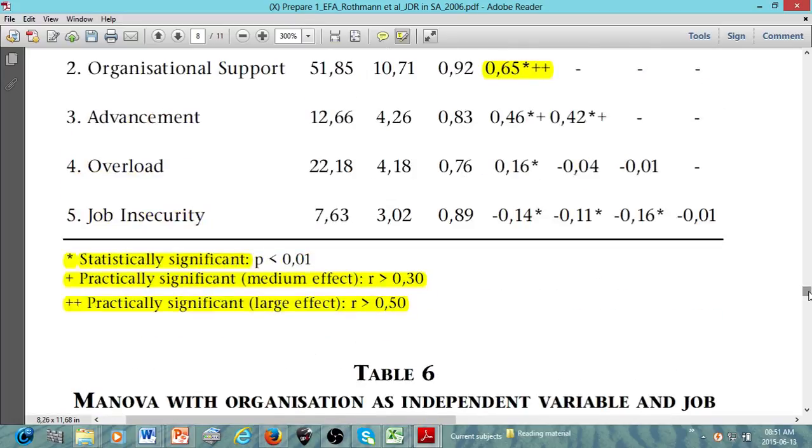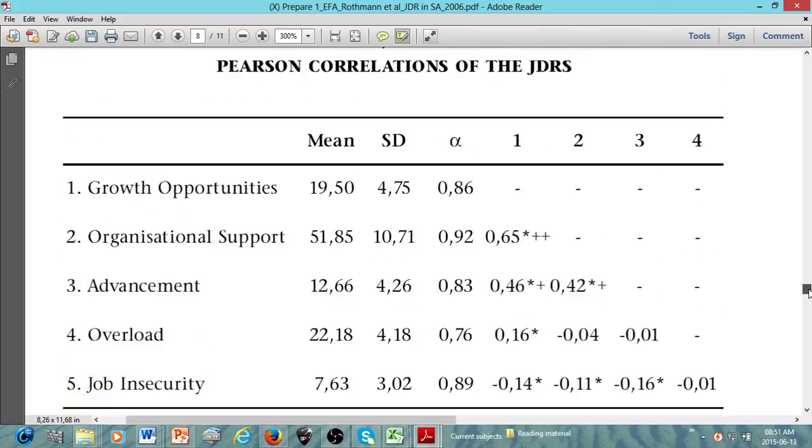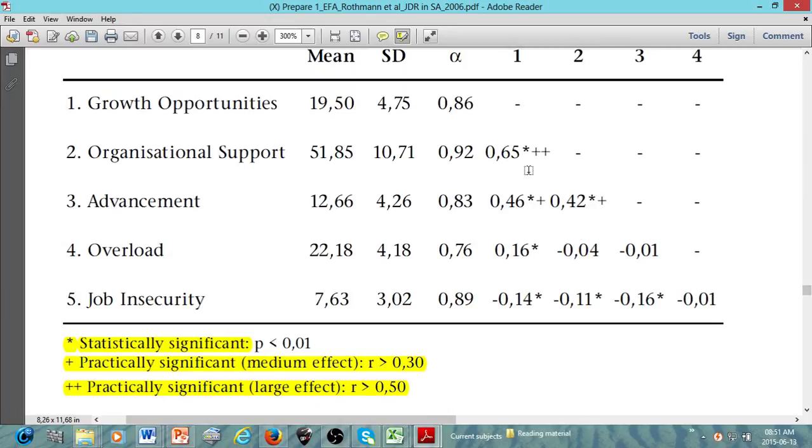Okay, so look at one more example. And like I said over here, I would have asked you, is this a positive or a negative linear relationship? And over here, they say that if it has two plus signs, it means that it's practically significant with a large effect. And they say that something has a large effect if it has a correlation coefficient of 0.5 or higher. So let's look at one more correlation coefficient.